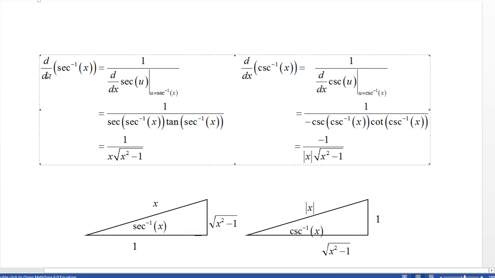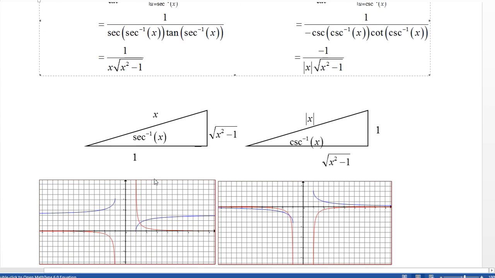The derivative of inverse secant of x is 1 over the derivative of the secant of u, evaluated at u equals inverse secant of x. Derivative of secant u is secant u tangent u, but u is inverse secant. Alright, let's look at the picture. Inverse secant is the angle. The secant is the hypotenuse over adjacent, so that's x over 1. X is the hypotenuse, 1 is the adjacent side. Pythagorean Theorem gives you the other side, which is the square root of x squared minus 1 squared, so it's the square root of x squared minus 1.